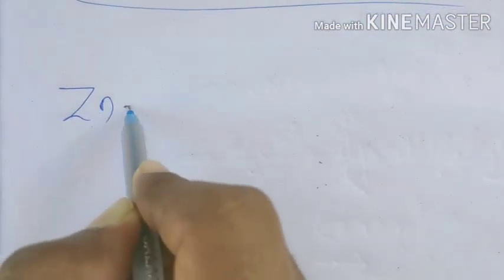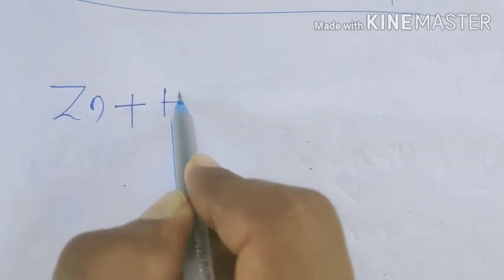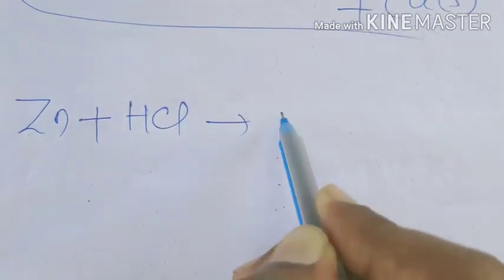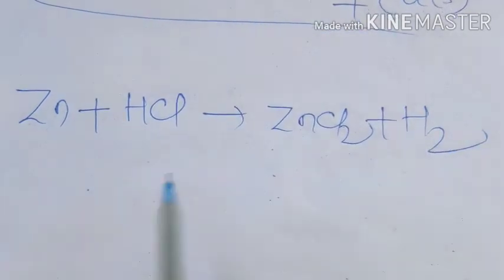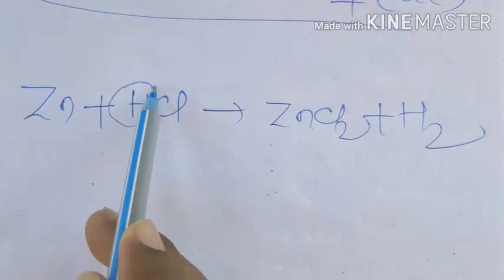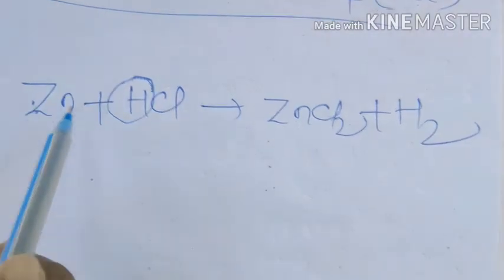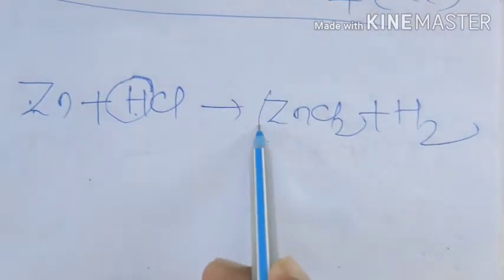Let's take another example. When zinc reacts with dilute hydrochloric acid, it is converted into zinc chloride plus hydrogen. Here hydrogen is less reactive than zinc, so zinc displaces hydrogen and zinc chloride is formed.